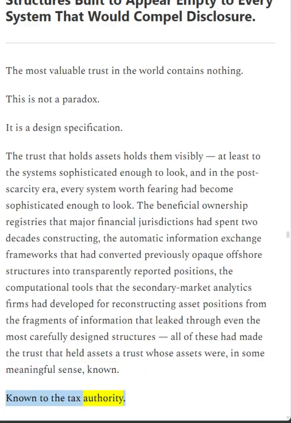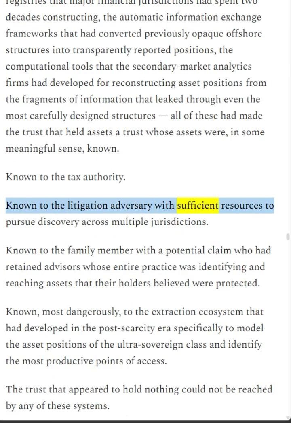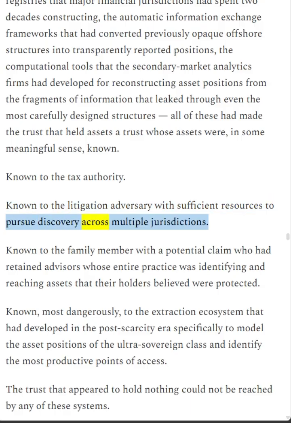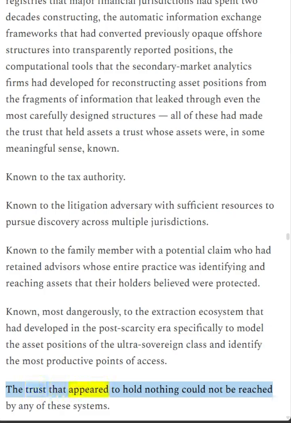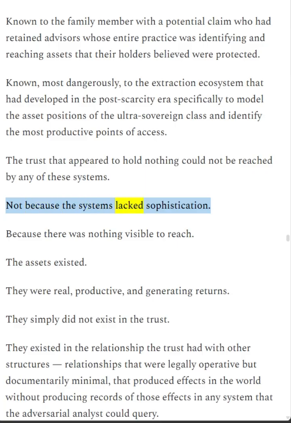All of these had made the trust that held assets a trust whose assets were, in some meaningful sense, known to the tax authority, known to the litigation adversary with sufficient resources to pursue discovery across multiple jurisdictions, known to the family member with a potential claim who had retained advisors whose entire practice was identifying and reaching assets that their holders believed were protected, known, most dangerously, to the extraction ecosystem that had developed in the post-scarcity era specifically to model the asset positions of the ultra-sovereign class and identify the most productive points of access. The trust that appeared to hold nothing could not be reached by any of these systems. Not because the systems lacked sophistication, because there was nothing visible to reach.